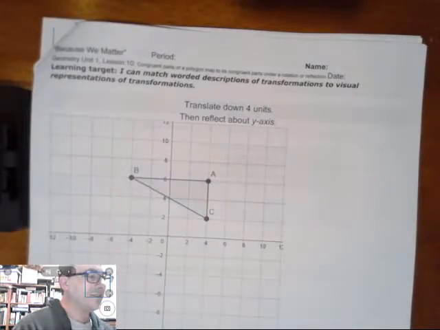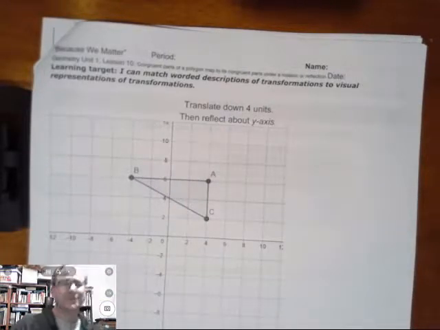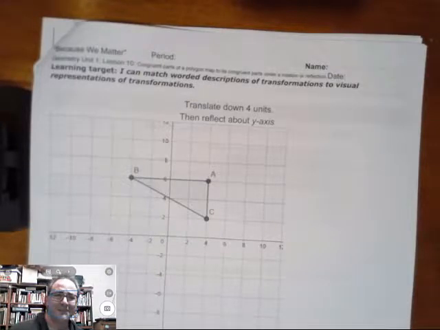All right, translate down 4 units and then reflect on the y-axis. This one's easy. Try this one. Take a minute. Pause the video. You can do it. Yeah. All right. Unpausing the video then.